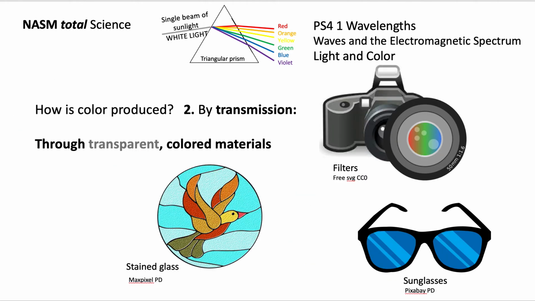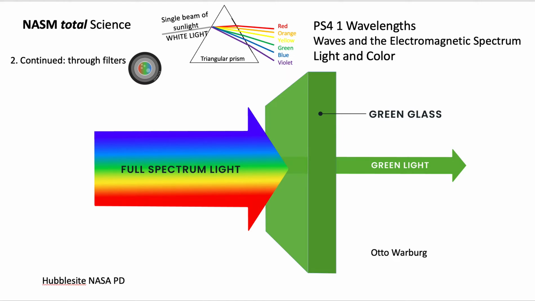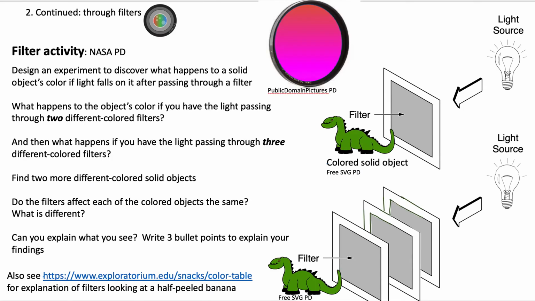And then this is transmission, for transparent materials: coloured glass, camera filters, sunglass lenses. The white light, the colours of the rainbow combined, goes through, and if you've got green glass, it filters out everything but green. You can pause this to do an activity looking at different objects with different coloured filters. First one filter alone, two filters of a different colour, etc. So pause to work through that.